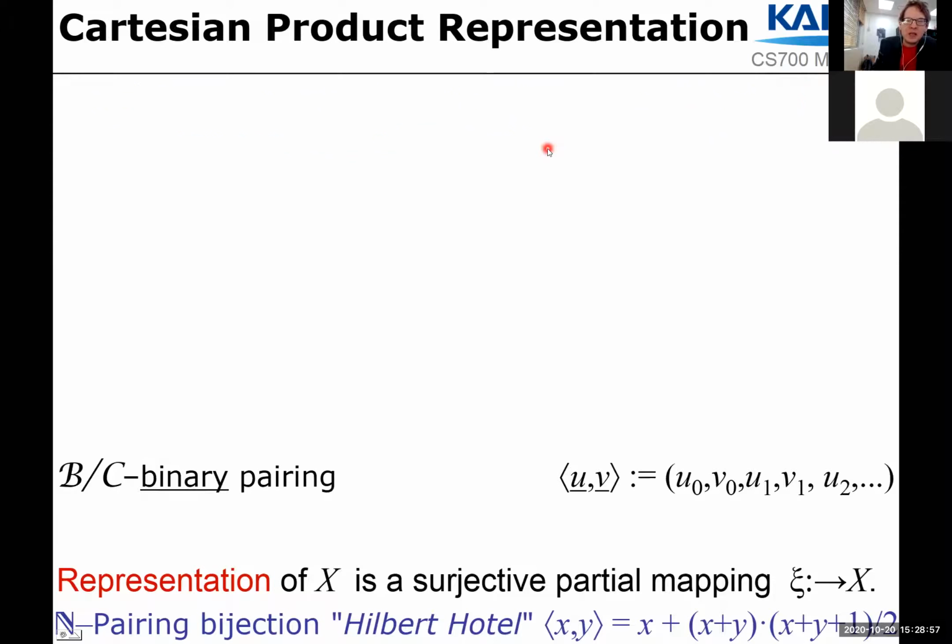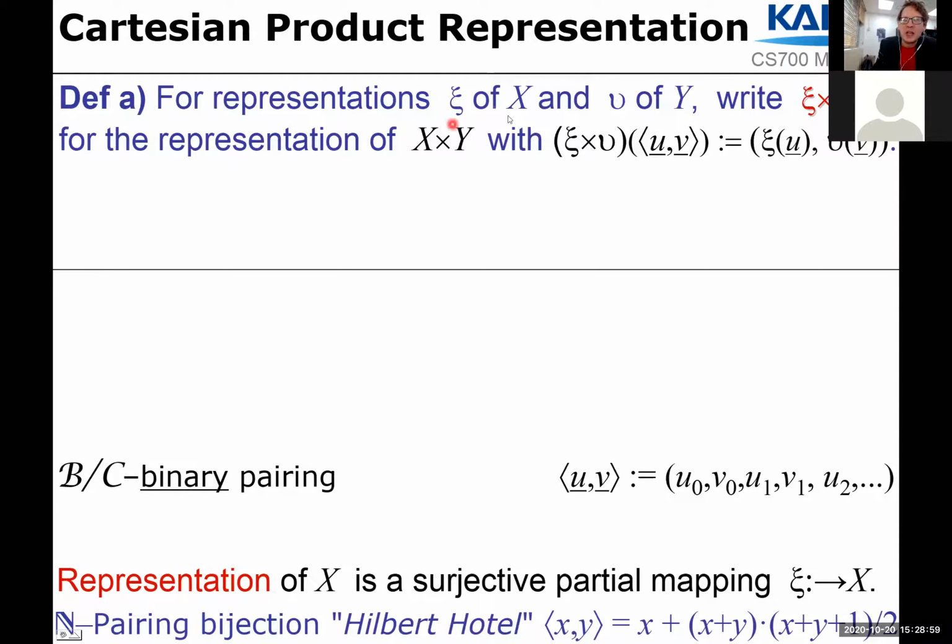If we have a representation Xi of the space X and a representation epsilon of the space Y, then this gives rise canonically to a representation, which we call the Cartesian product representation, of the Cartesian product of the two spaces. And soon we will also see that if the original representations were already admissible, then also the product representation will be admissible again.